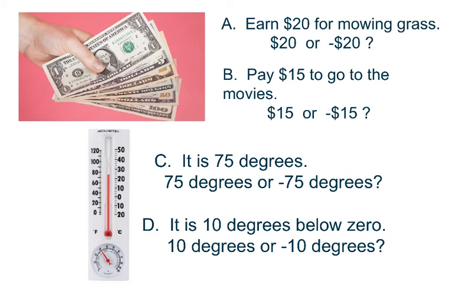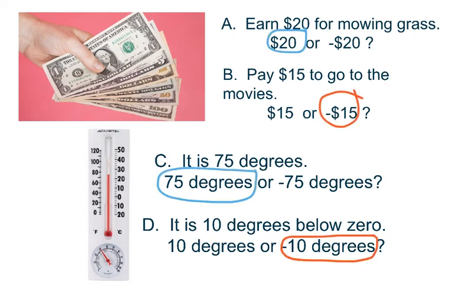And then C and D deal with temperature. With temperature, it is either above 0 degrees or below 0 degrees. C, it is 75 degrees. Would that be positive 75 degrees or negative 75 degrees? And D, it is 10 degrees below 0. Is that positive 10 degrees or negative 10 degrees? Circle the ones you think are correct.